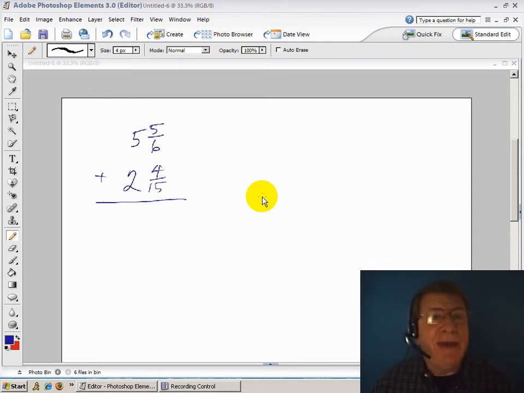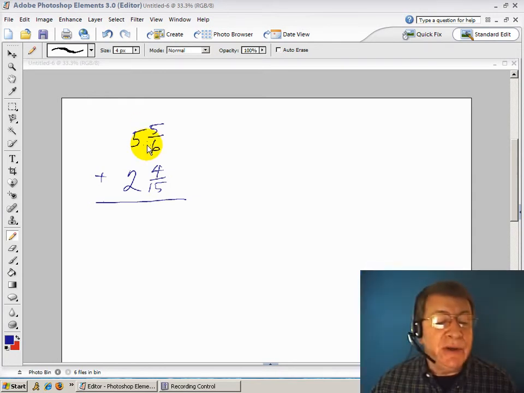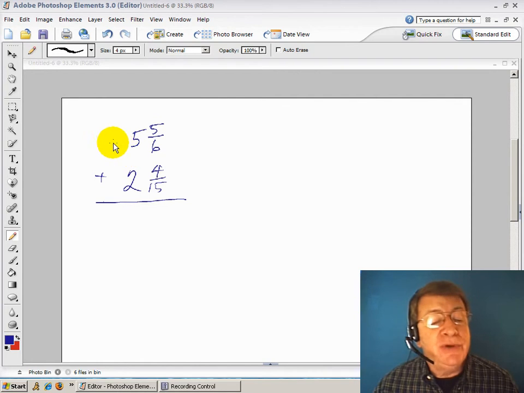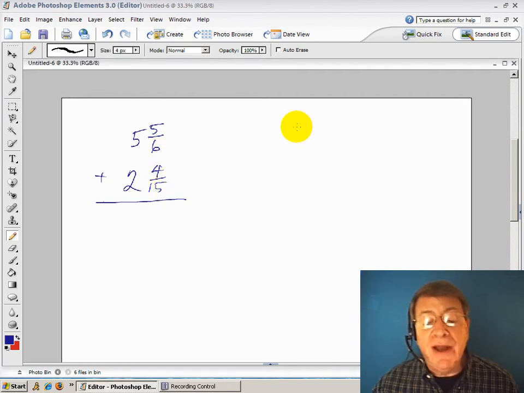What if we were asked to add mixed numbers as we see here on the paper? 5 and 5/6 plus 2 and 4/15. Notice that this is written in a vertical format as opposed to the horizontal format that we have been working with in the past. First, I must get a common denominator for the 6 and the 15, because we cannot add fractions without having a common denominator.